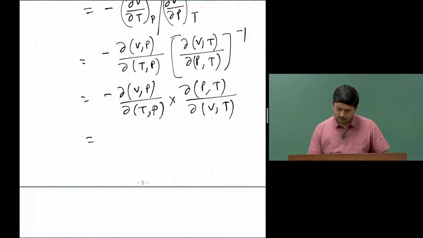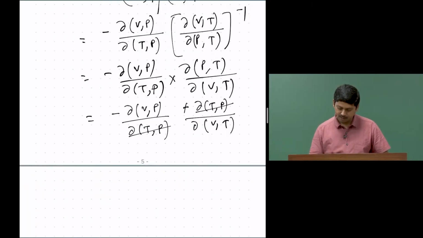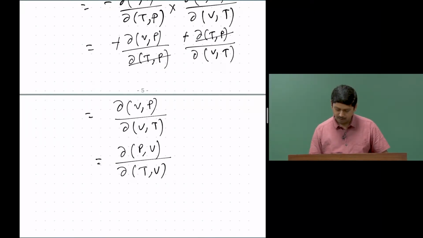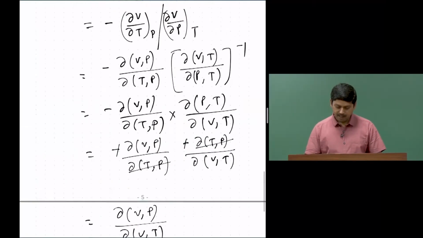Now, there is a P t. So, I am going to change that V p del T p, take a minus and say T p del V t. Now, del T p cancels, and minus minus cancels, giving us del V p by del V t, which is nothing but del P v by del T v, which is nothing but del P by del T at a constant V.